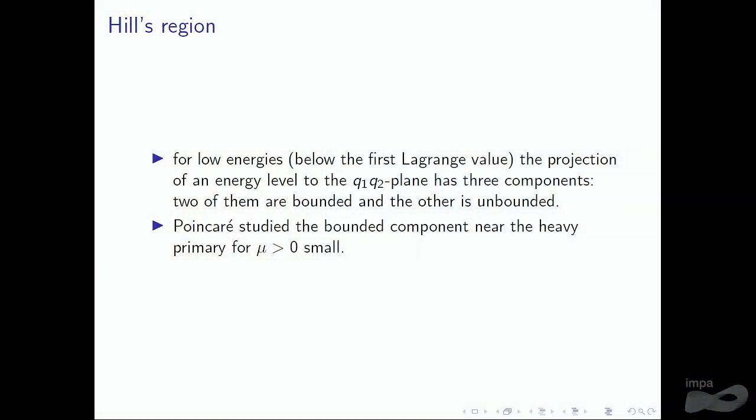He studied the flow in this component which projects near the heavy primary. You can imagine like a punctured disk, the projection. The puncture is exactly at 0, which is where the primary stays at rest. And we have a Hamiltonian flow there. It's not complete, but it's possible to regularize. And Poincaré studied that component of the energy level, the flow there. And that's where he found this annulus-like global surface of section.